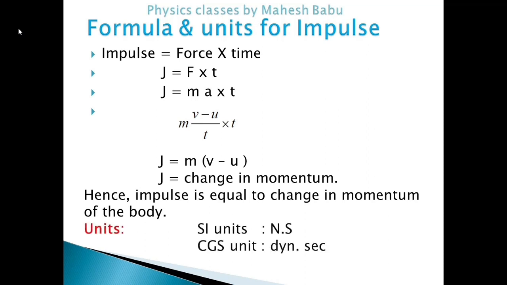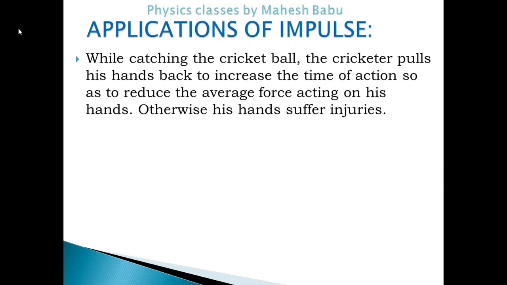Now SI units of impulse. As we have the formula impulse equals force into time, the SI unit of force is Newton, the SI unit of time is second. Newton second is the SI unit of impulse. And the CGS unit is dyne second. As it is equal to change in momentum, we can even write kg meter per second or gram centimeter per second. Applications of impulse. While catching a cricket ball, the cricketer pulls his hands back.